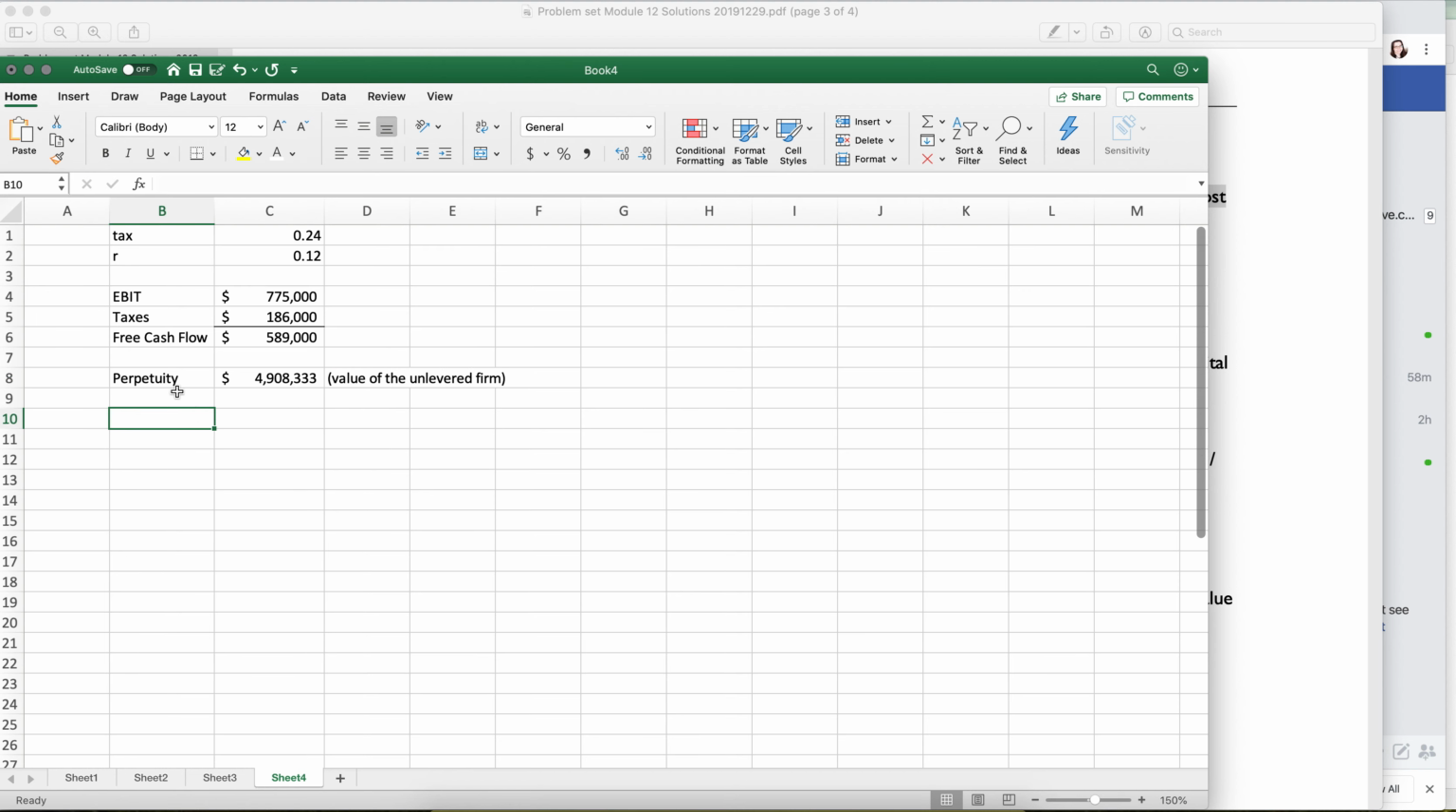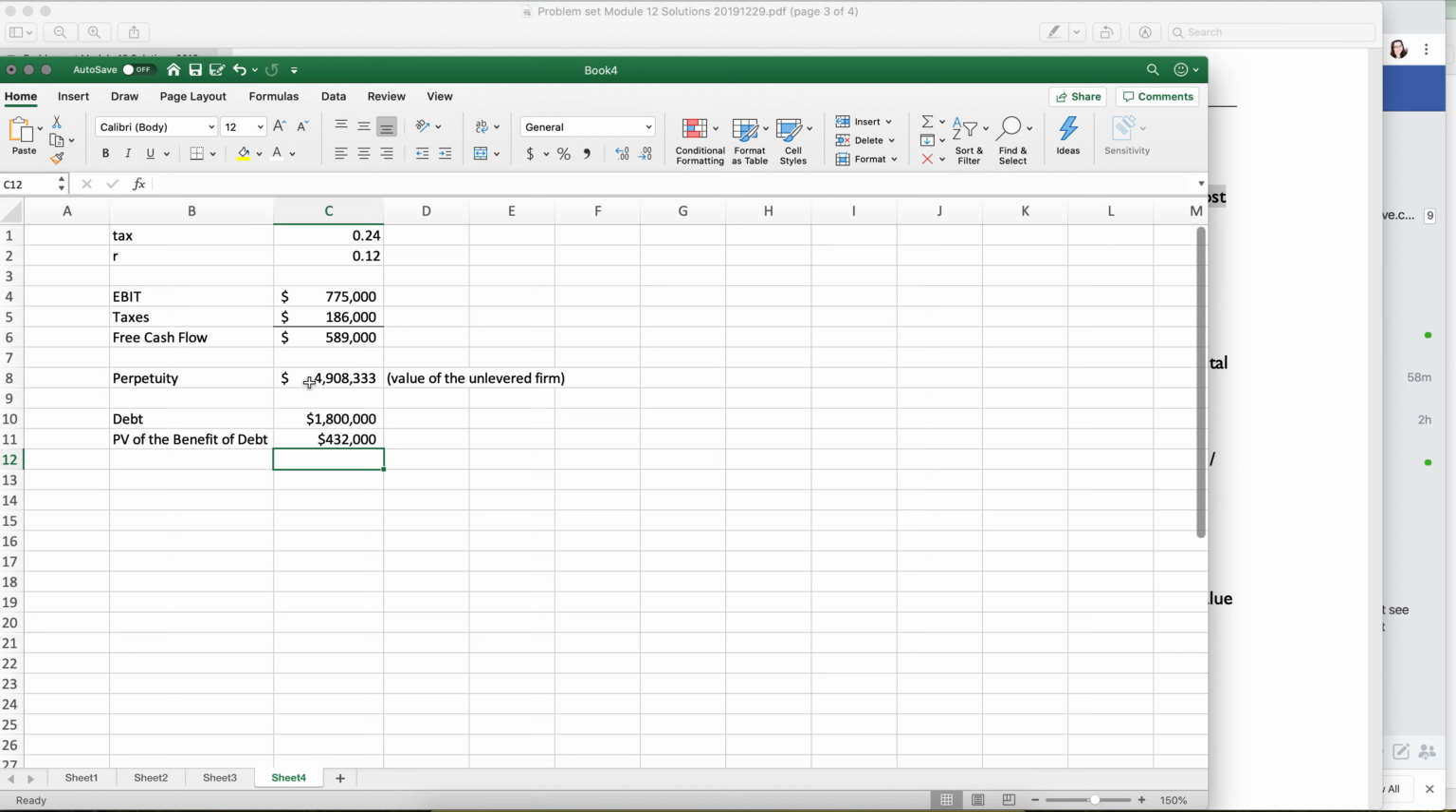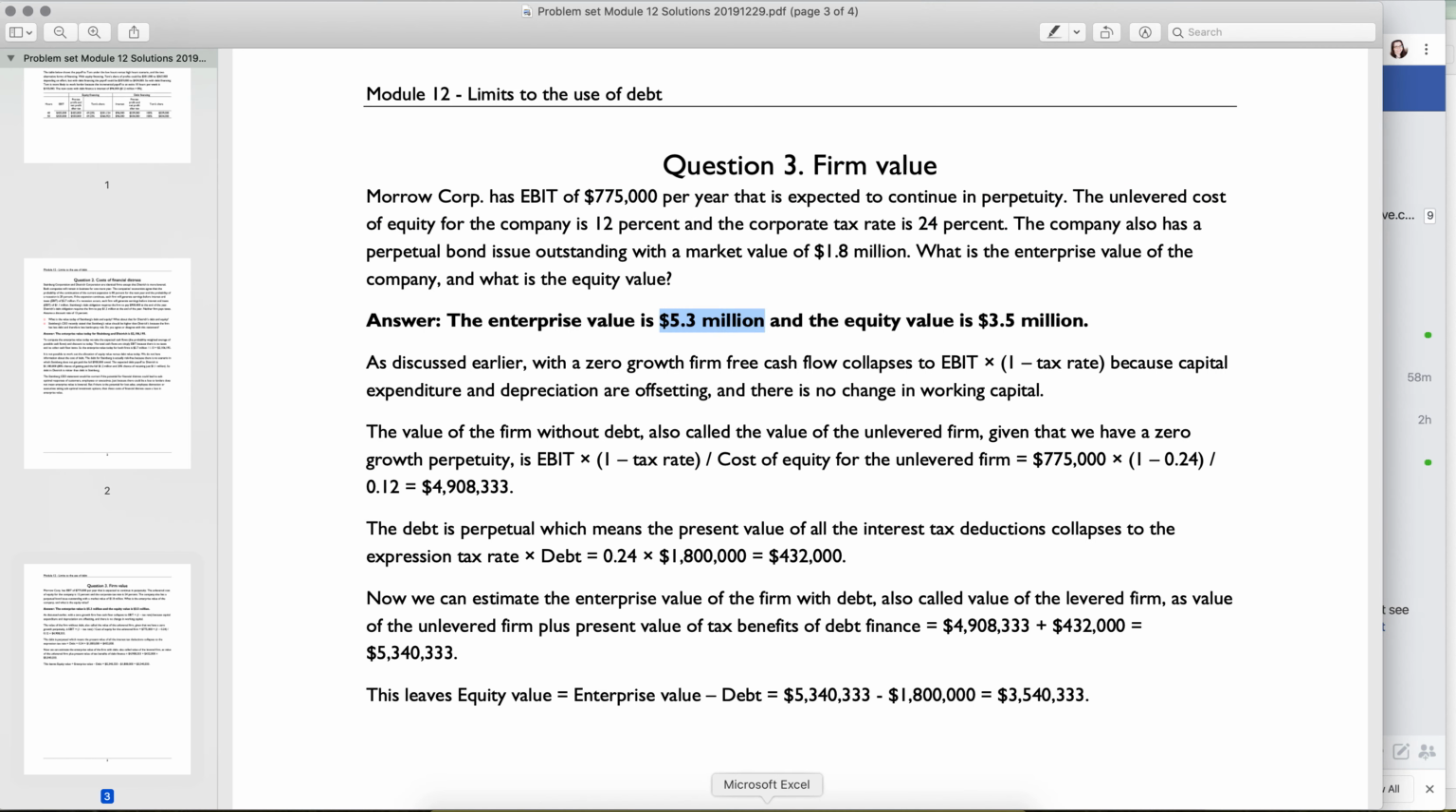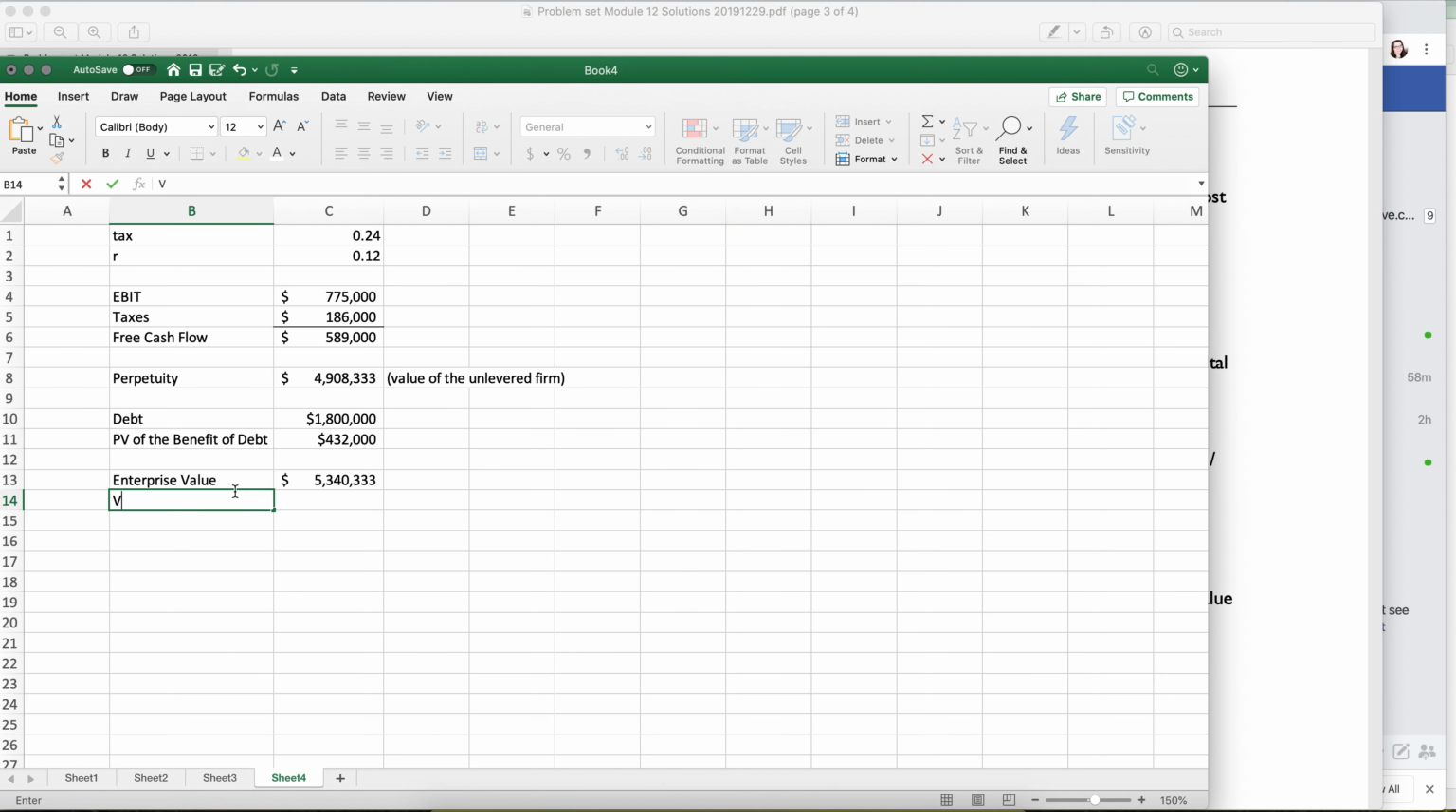And to get the total value of the firm, or the enterprise value, what we need to do is think about the debt. Well, we have 1.8 million. So that means the PV of the benefit of debt is just going to be 24% times the amount of debt outstanding. And then from there, we need the enterprise value, which is going to be the unlevered value plus the present value of the debt, 5.3 million. Notice that's the answer that we get right here. So the value of the debt is what we have above. Oops. And then the value of the equity is that minus that.